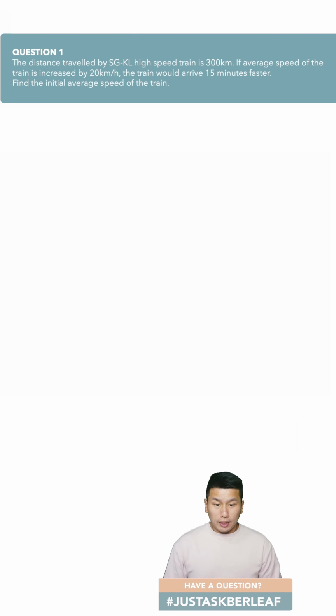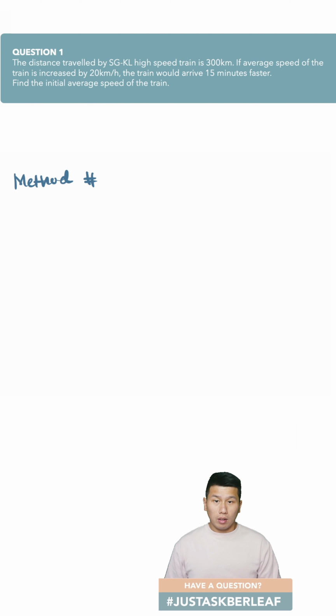It's as such. The distance traveled by the Singapore KL high-speed train is 300 km. If the average speed of the train is increased by 20 km per hour, the train would arrive 15 minutes faster. Find the initial average speed of the train. For this, I will apply the first method. Let's put in method number 1.